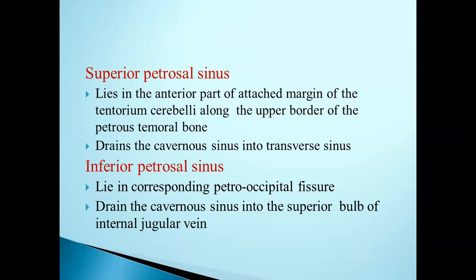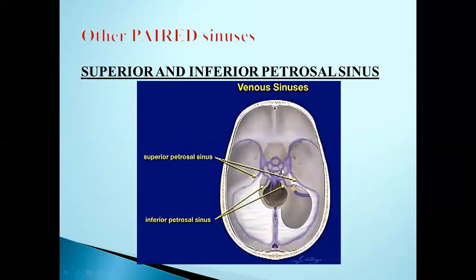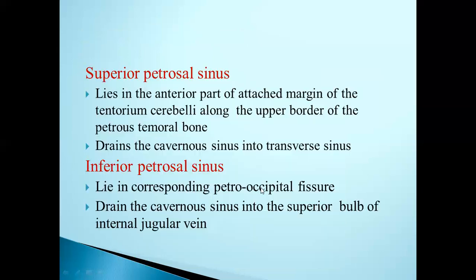And the inferior petrosal sinus lies in the petro-occipital fissure. So this is the petro-occipital fissure. Here is your petrous and occipital bone. It drains the cavernous sinus into the superior bulb of internal jugular vein.